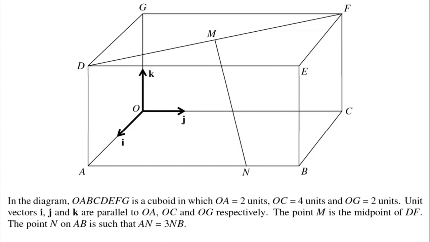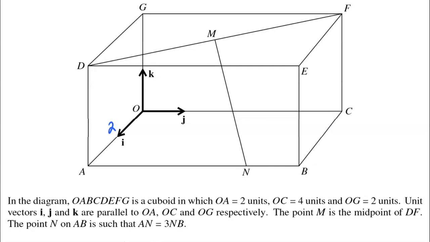Right, so we're given a lot of information about this cuboid and asked to find eventually the vectors OM and, I think it's MN on the question. But before we do that, let's take the information we know and actually put it on the diagram. So OA is 2 units. So from O to A is 2i.